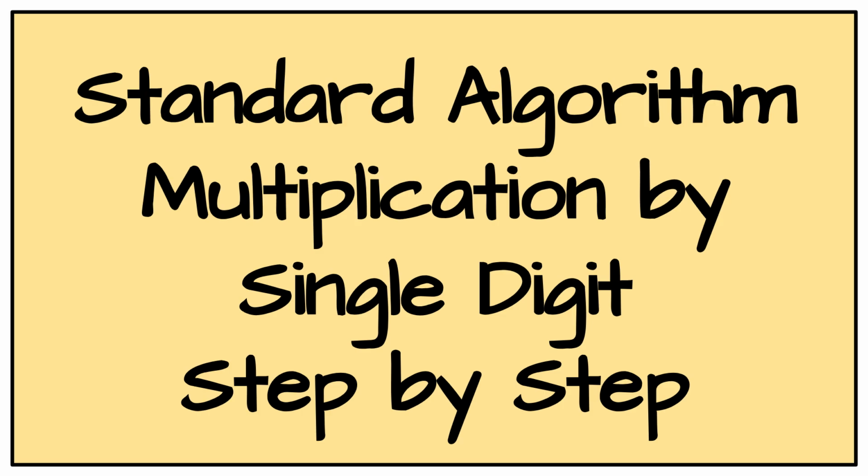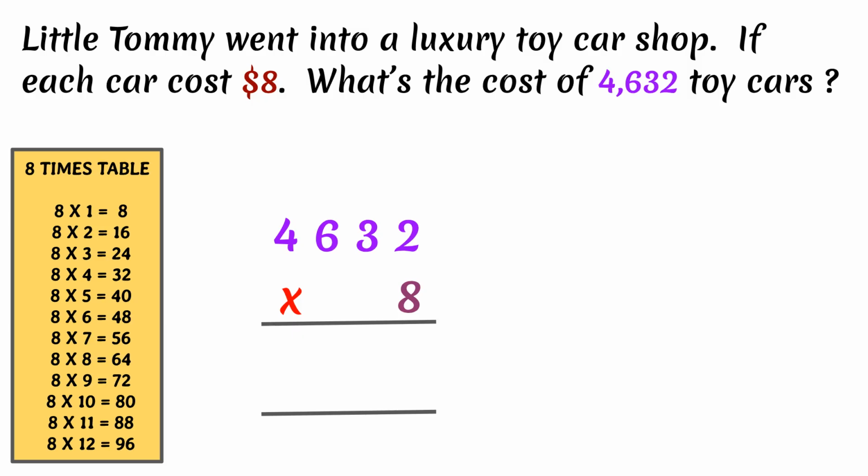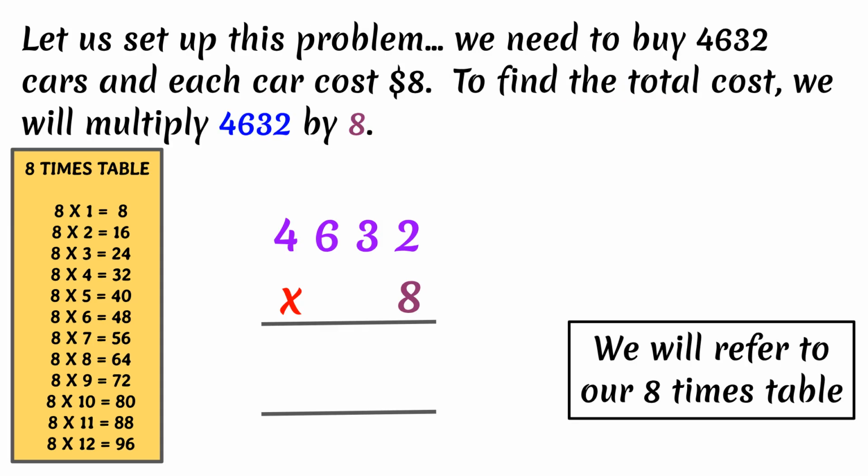In this video, we're going to learn how to solve real-world multiplication problems using the standard algorithm, step by step. Let's use an example. Little Tommy wants to buy 4,632 toy cars, and each car costs $8. What is the total cost? To find the total cost, we will multiply 4,632 by 8.